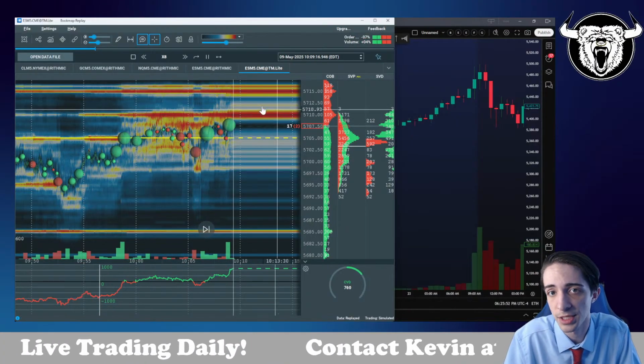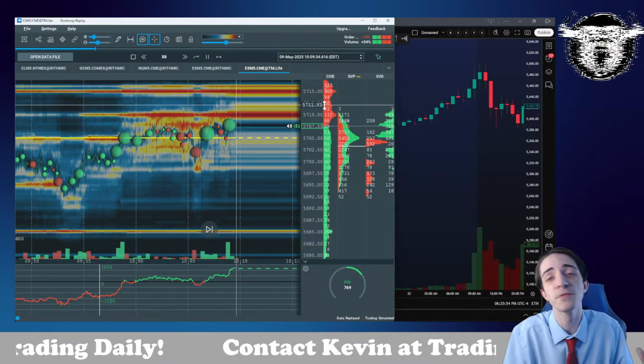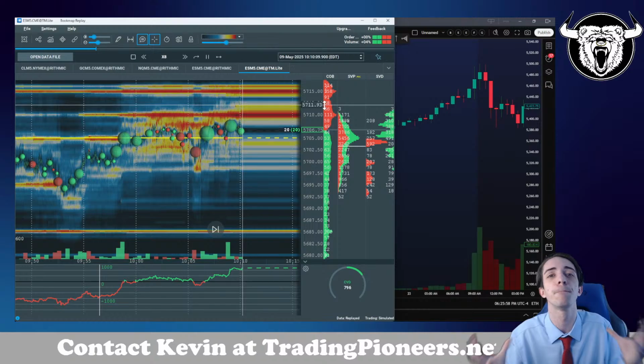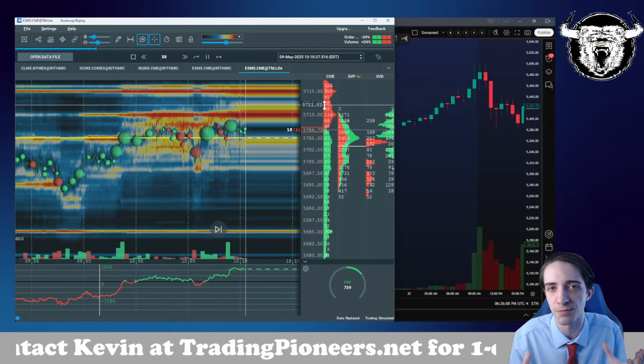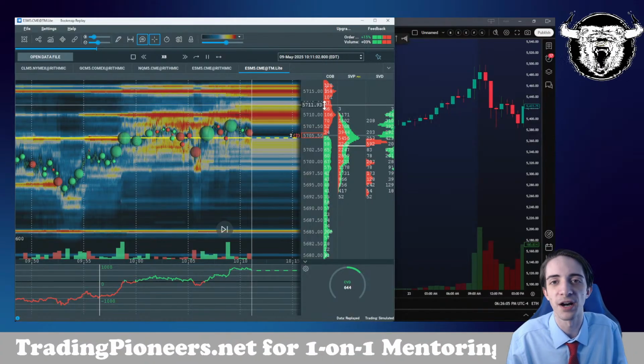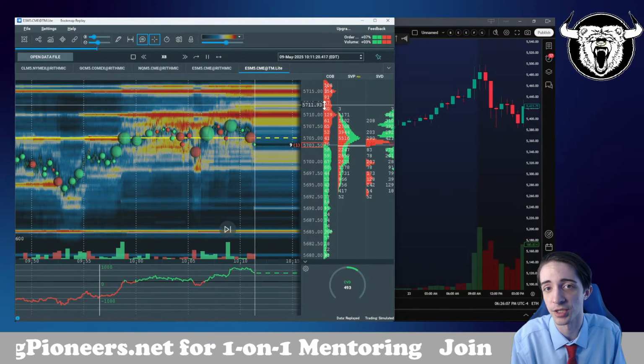So really important to use volume. Volume moves the market, guys. There would be no market without volume. There's billions and billions, sometimes trillions of dollars being moved throughout the market every single day. There's going to be volume. If there's not, that's when we should start to worry, right?